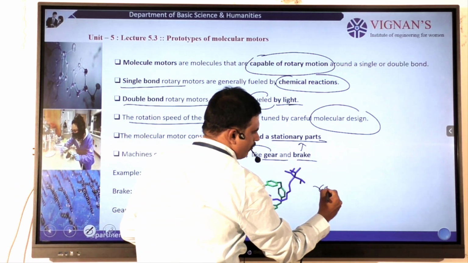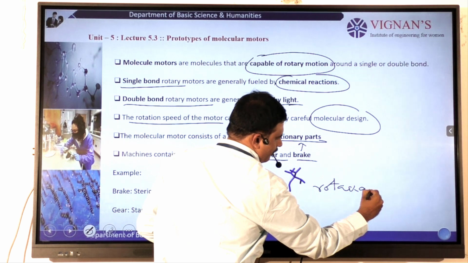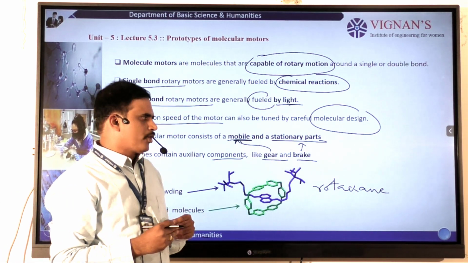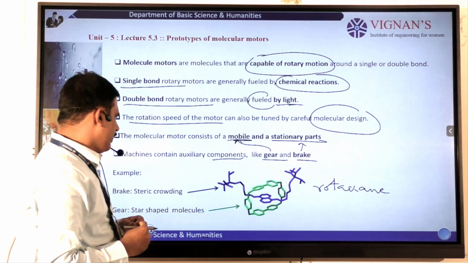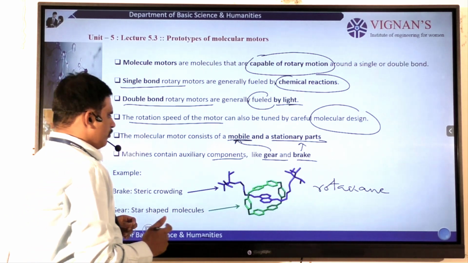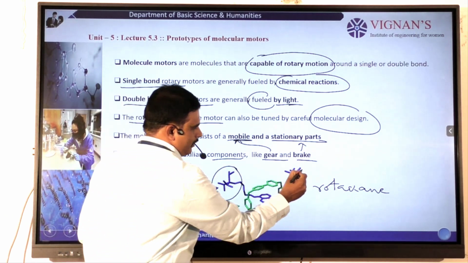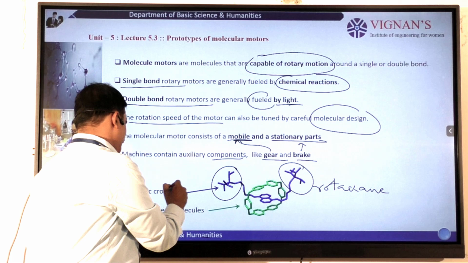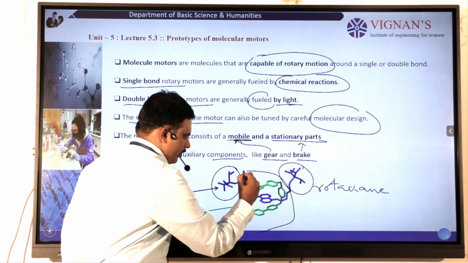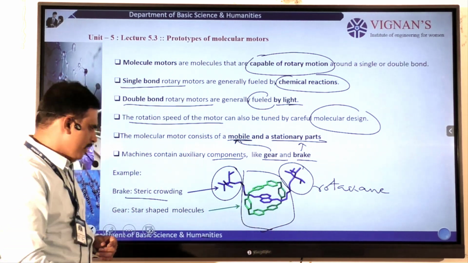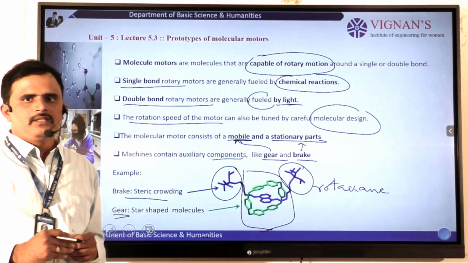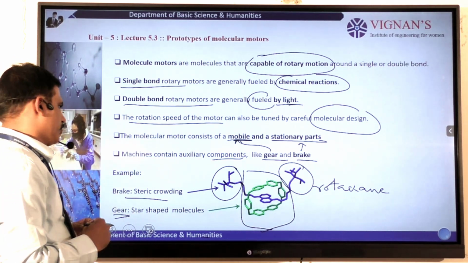This is an example of a rotaxane. This is an example structure for a rotaxane molecule, and here we observe gear and brake components in this structure. The steric crowd components act as a brake, and the star-shaped structure acts as a gear. So this is the way we understand molecular motor identification.